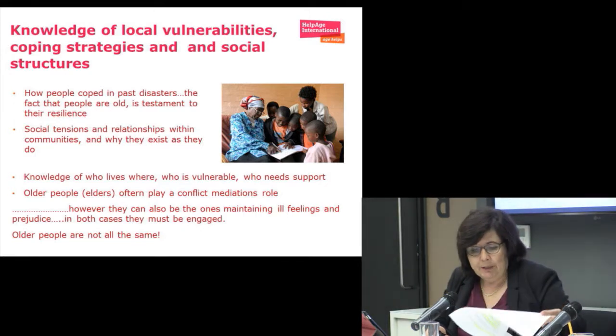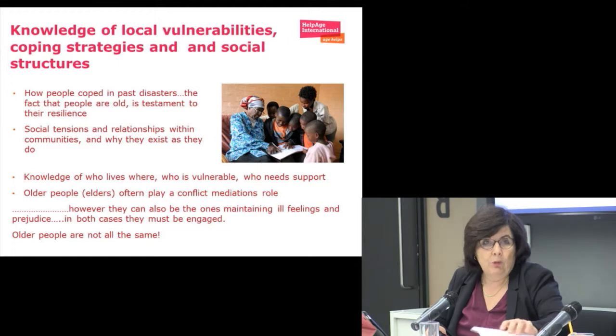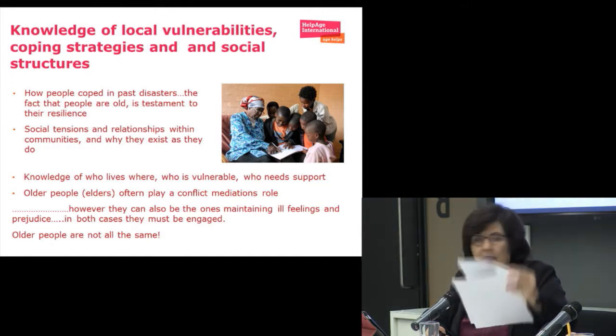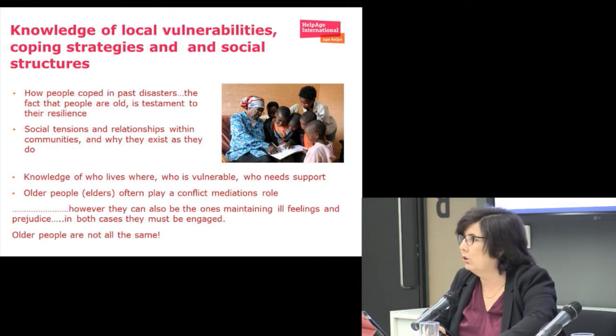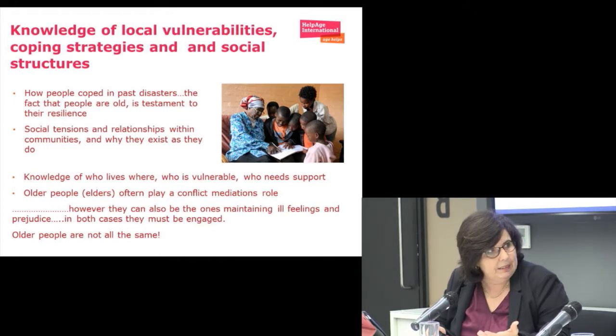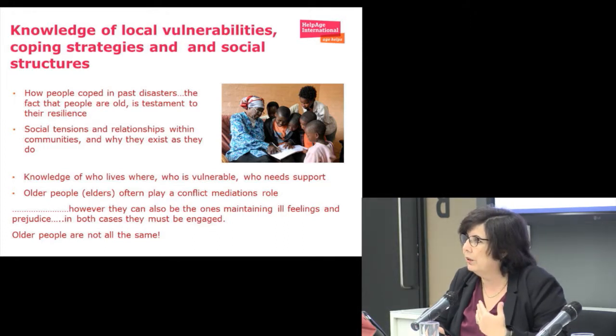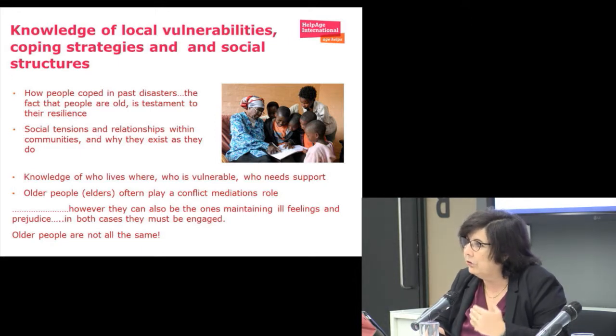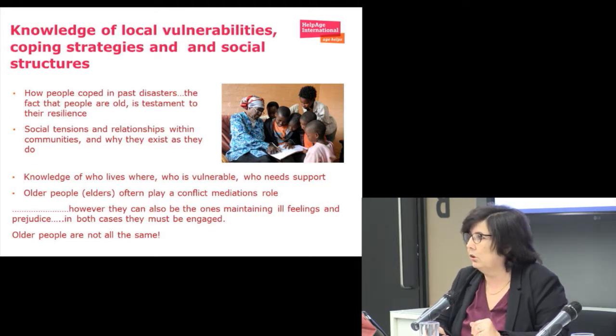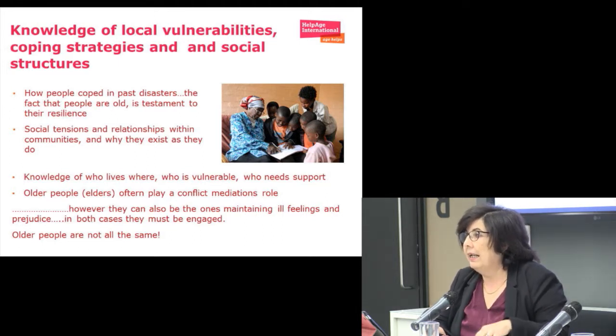The other aspect, obviously, is to consider the position of older people in the communities before the disaster occurs. Older people, in many communities, are authoritative and can mobilize other members of the community. They can understand social tensions within the community. They can operate in that context as negotiators or mediators during social unrest.